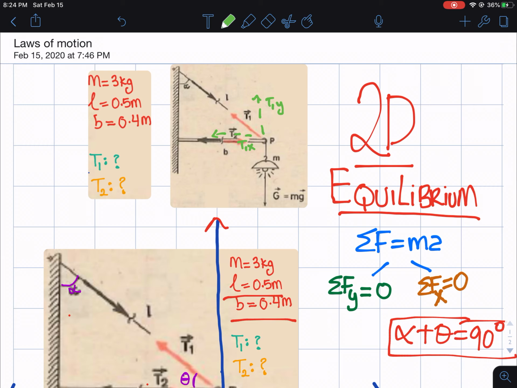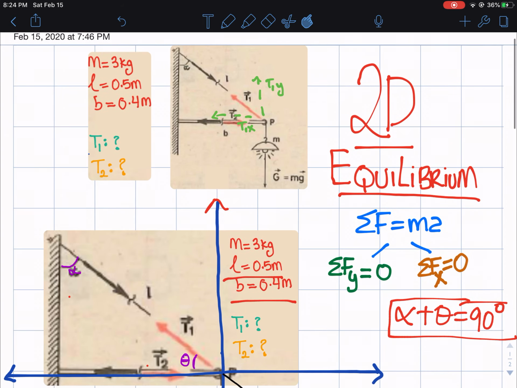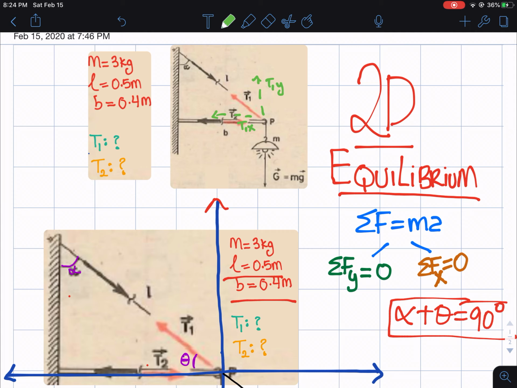What do you notice exactly? If you don't see some things right away, you want to draw what's called a free body diagram. So what I'm going to do is draw this as a free body diagram. Bear with me here.